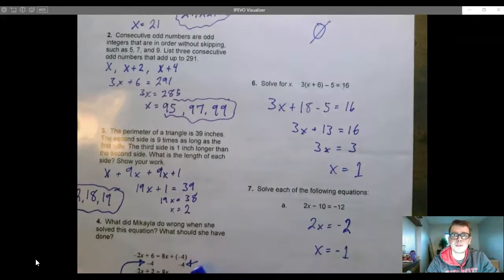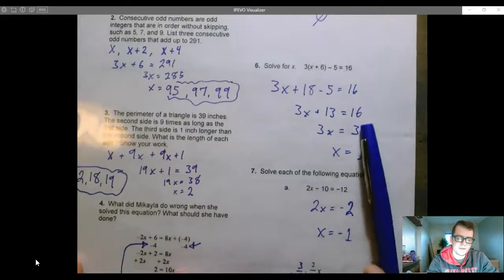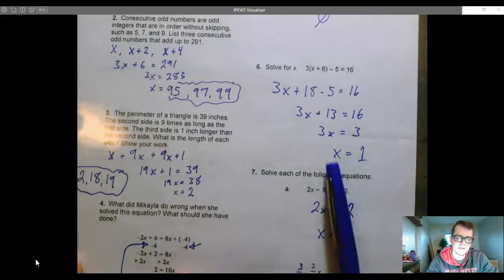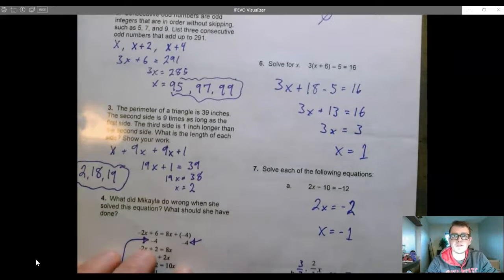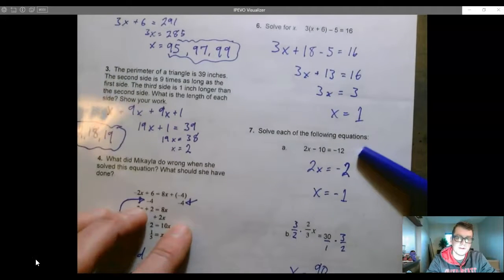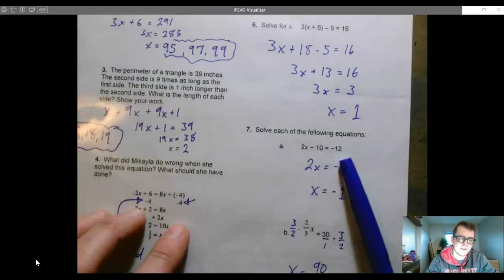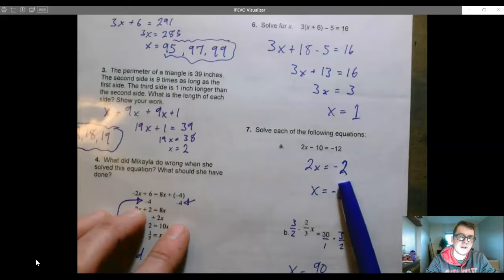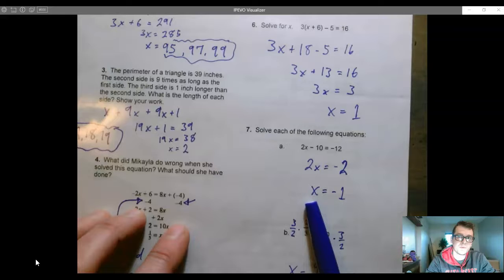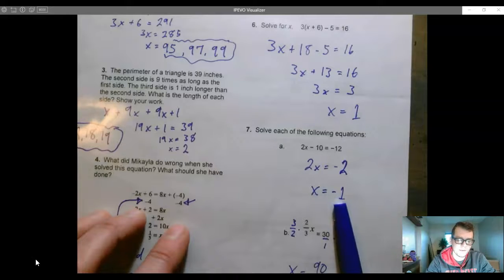That becomes 3x plus 13 equals 16. We take 13 away from both sides, then we divide by 3 and get x is 1. In 7 here, again, I didn't show my work because this is my answer key. I add 10 to both sides, getting to -2. I then divide by 2 to get to just 1x, and I get that x is -1.